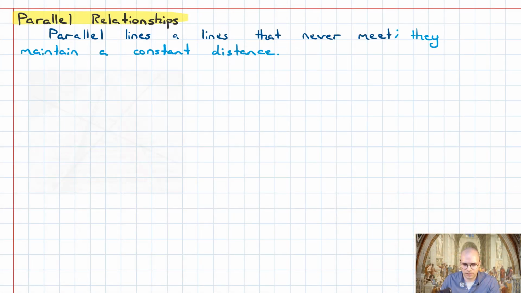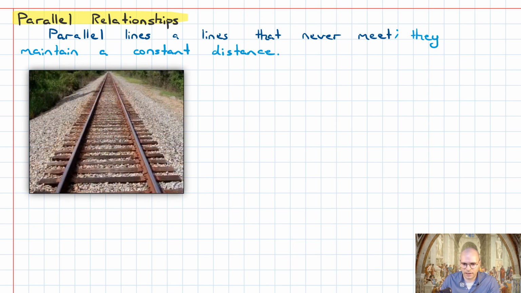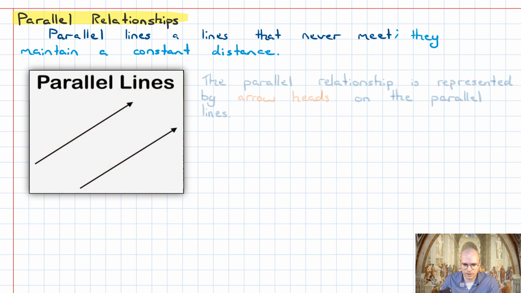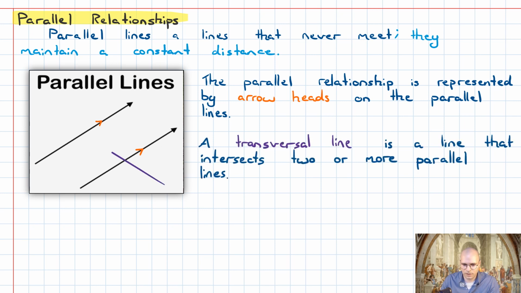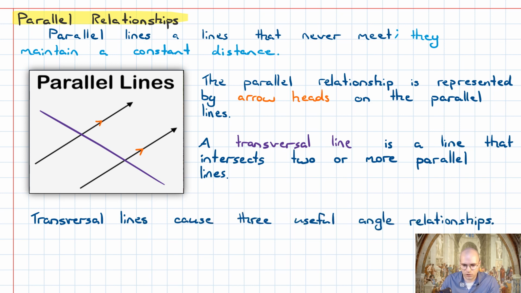Parallel lines. Parallel lines are lines that never meet. They maintain a constant distance. The parallel line relationship is represented by arrowheads on the parallel lines. A transversal line is a line that intersects two or more parallel lines. This is shown in the diagram on the left. Transversal lines cause three useful angle relationships.